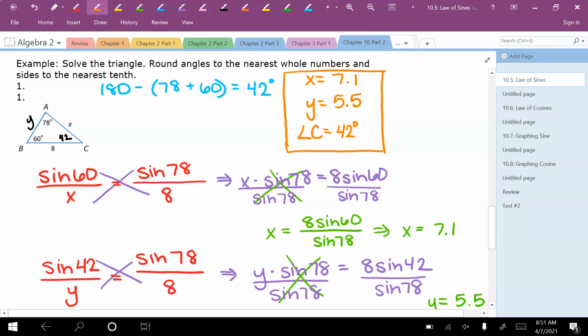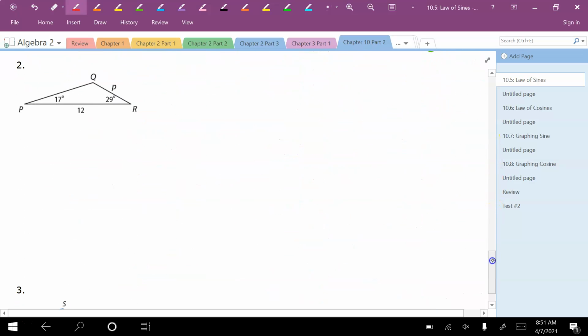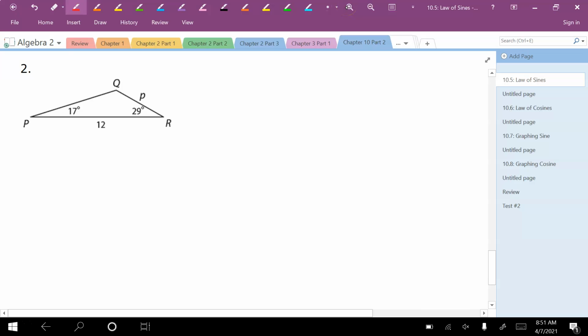Okay, so I found all 3 of my missing pieces. I found my x, I found my y, and I found my angle. All right, why don't you guys take a look at number 2 here.